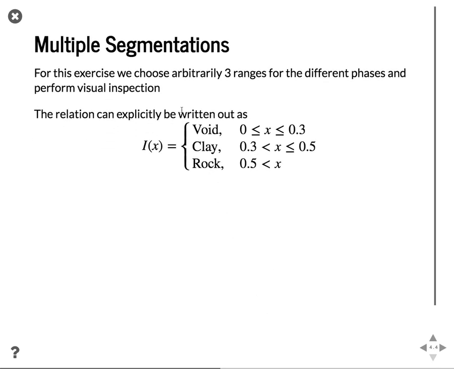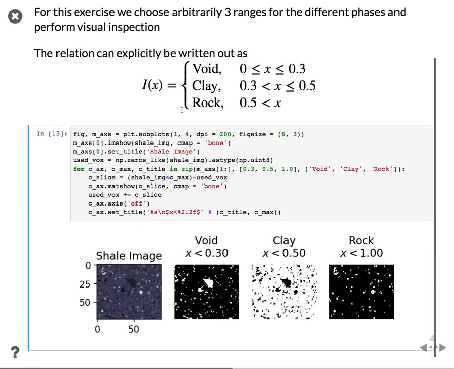So we do this simple rule-based segmentation like before, where we come up with cutoffs based on our initial look at the data. We can now assign things into different categories, where we end up with shale, void, clay, and rock, each classified into a different group.